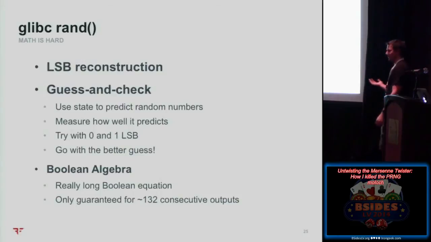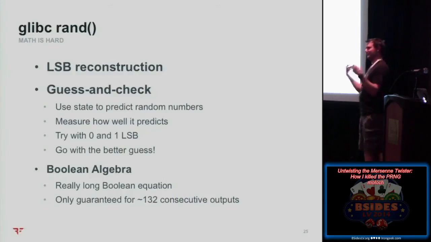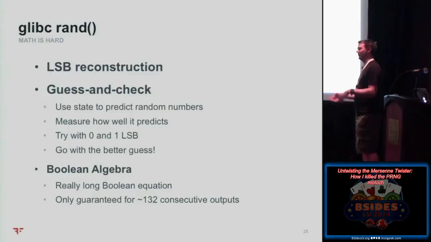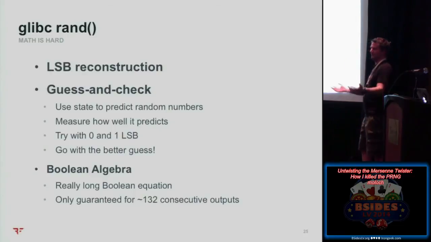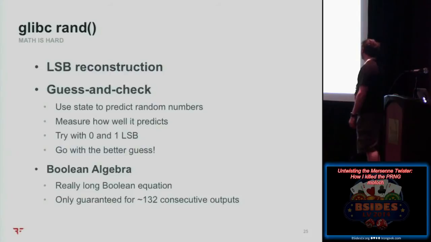So grabbing the least significant bits, there's kind of two methods that we use. There's the guess and check, where you take the internal state, you assume that all the LSBs are 0, and then you just see how well that predicts all the numbers that I've observed. And so you get some measurement of how well that predicts my random numbers. And then you try flipping a bit and see if that improves or makes your prediction worse. And if it made it better, then you keep that increment. So that works somewhat well.